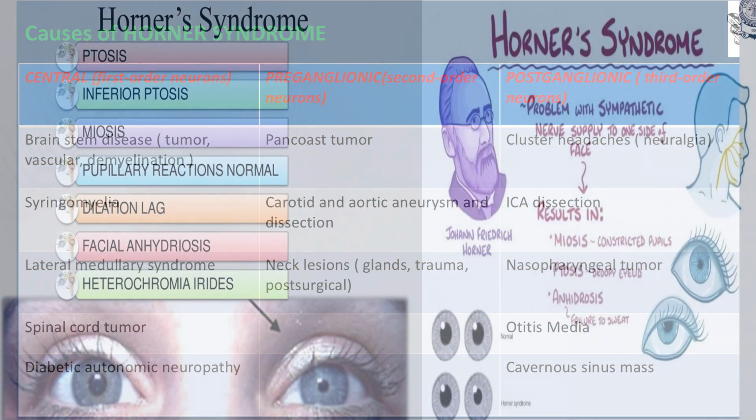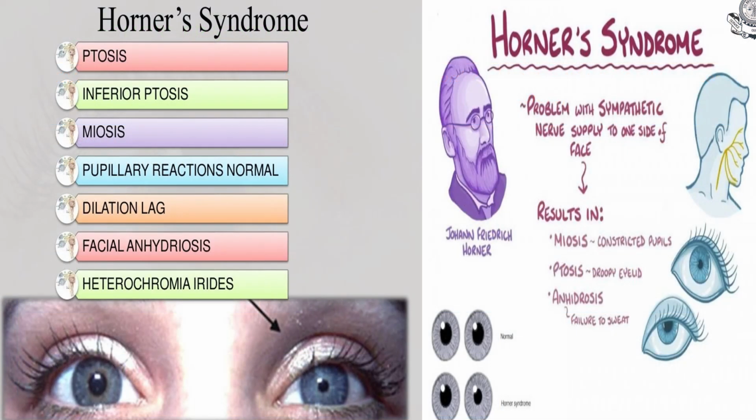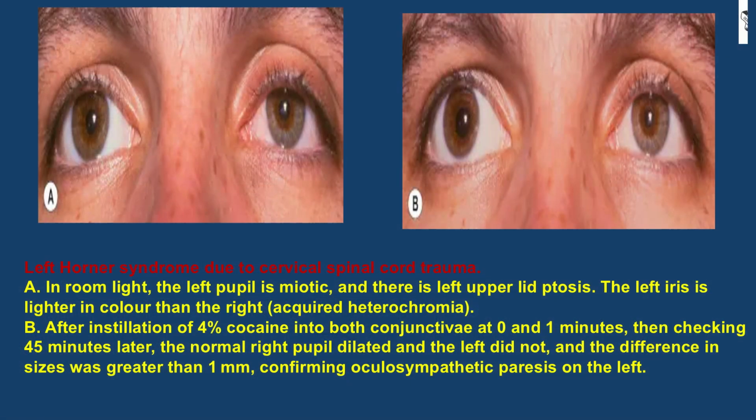The Horner syndrome is characterized by ptosis, inverse ptosis, meiosis, pupillary reaction is normal. There is dilation lag, facial anhidrosis, and heterochromia iridis. Left Horner syndrome due to cervical spinal cord trauma. In room light, the left pupil is meiotic and there is left upper lid ptosis. The left iris is lighter in color than the right, acquired heterochromia.